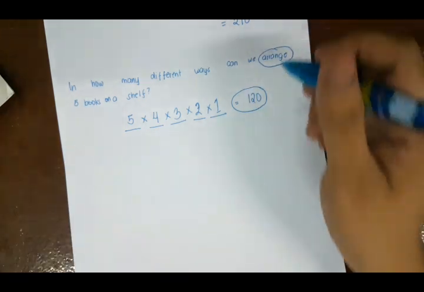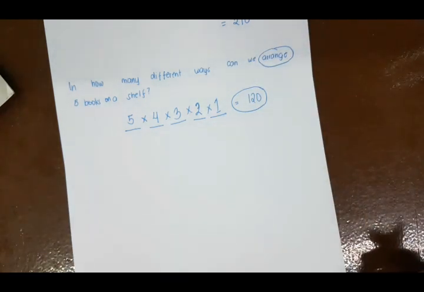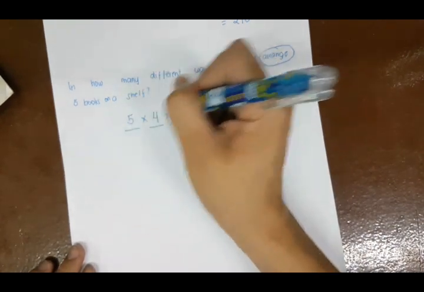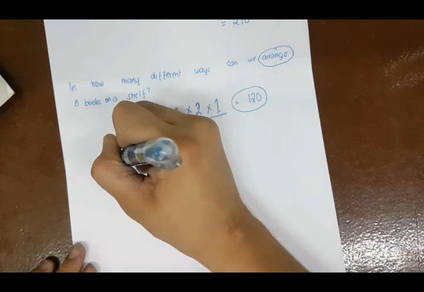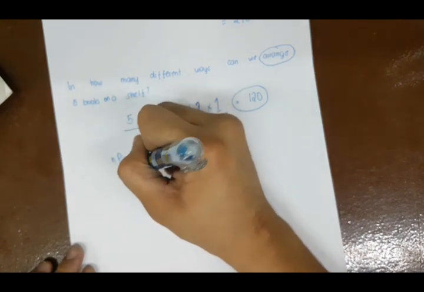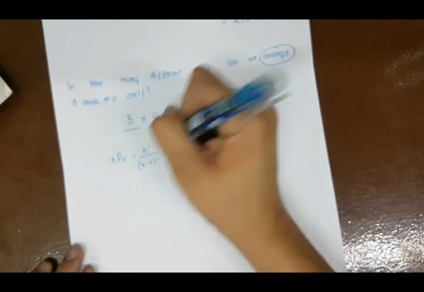But using the formula for permutations, let's see if this is equal. So nPr is equal to n factorial over n minus r factorial.